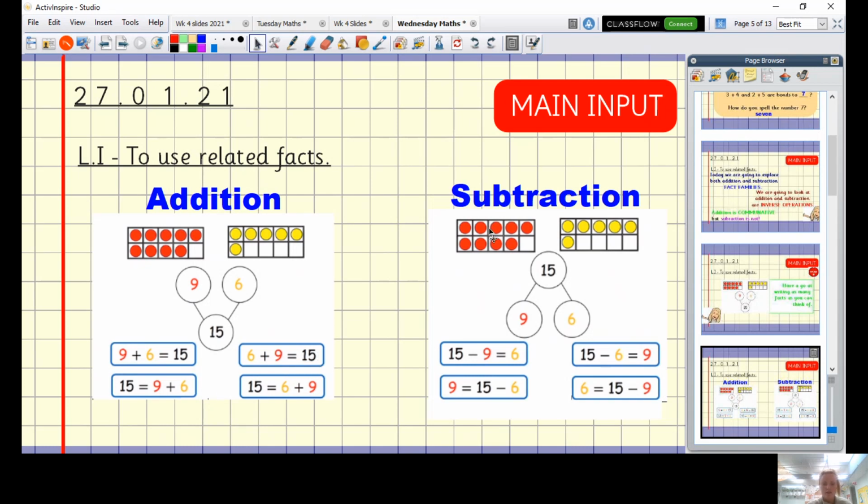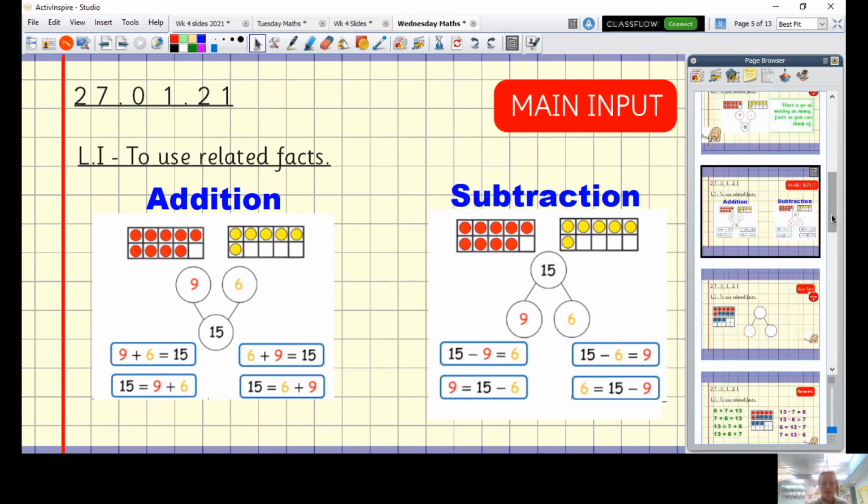Okay, your subtraction here, they are not commutative, but you can use all of the numbers to get different answers. So 15 minus 9 equals 6. 15 minus 6 equals 9. 9 equals 15 minus 6, and 6 equals 15 minus 9. So in every little number sentence, I've used all three numbers. Check if you managed to do that.